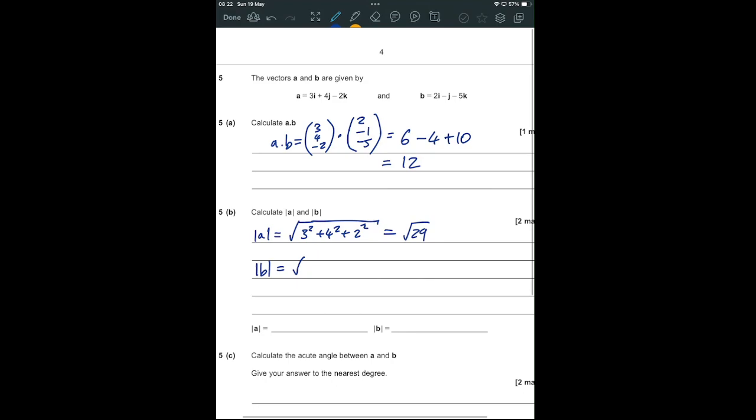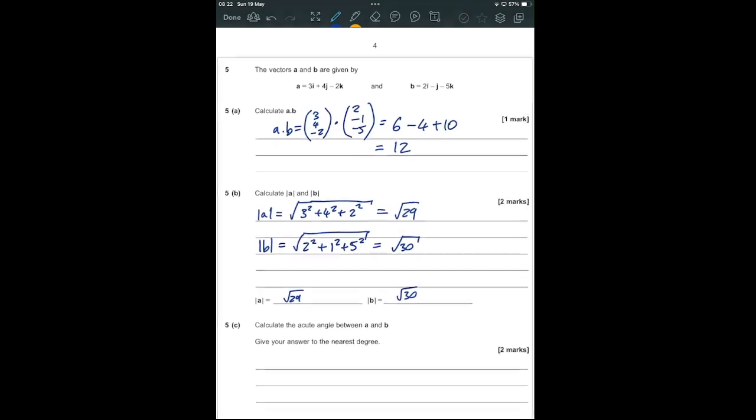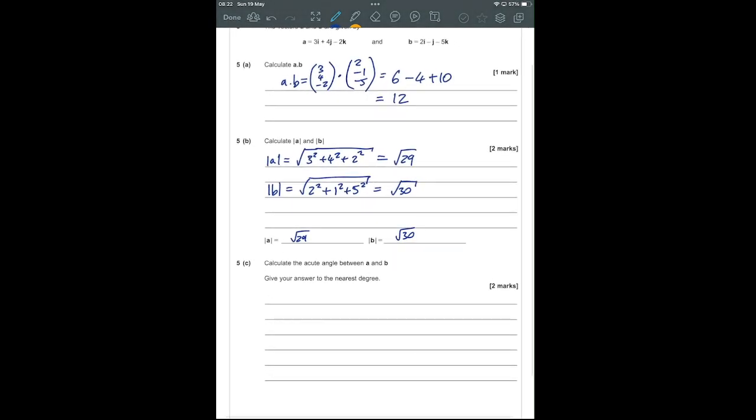Same for B. And notice I am trying to make it really clear to the examiner that I know what I'm doing. This one I can do a bit more easily without the calculator. That comes out as root 30, surprisingly close. And if you did have the time at the end to check this, you can draw those two lines either in your calculator or on paper, and you should hopefully see that they do look similar in length.